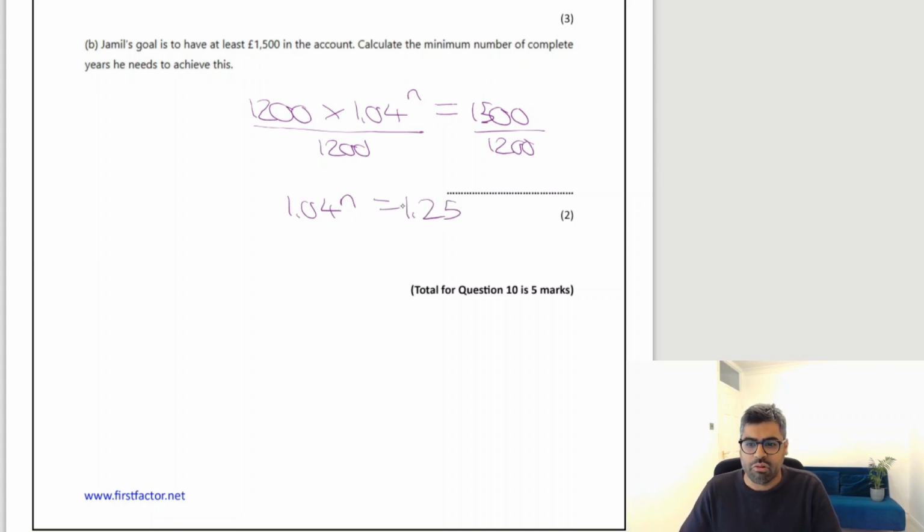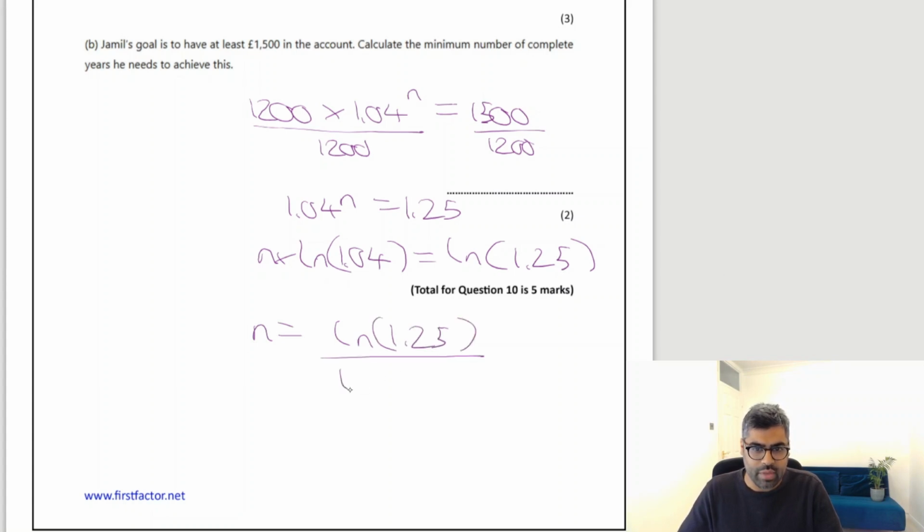Now let's use the natural logarithm of both sides to bring the exponent down. That's going to be n times ln 1.04 on this side, and then ln 1.25 on this side. Divide both sides by ln 1.04 in order to work out n. So n is equal to ln 1.25 over ln 1.04. Put that into our calculator, and that gives us roughly 5.69, but we need to round up because we need the whole number of years, the minimum number of years. So our value for n is going to be 6.